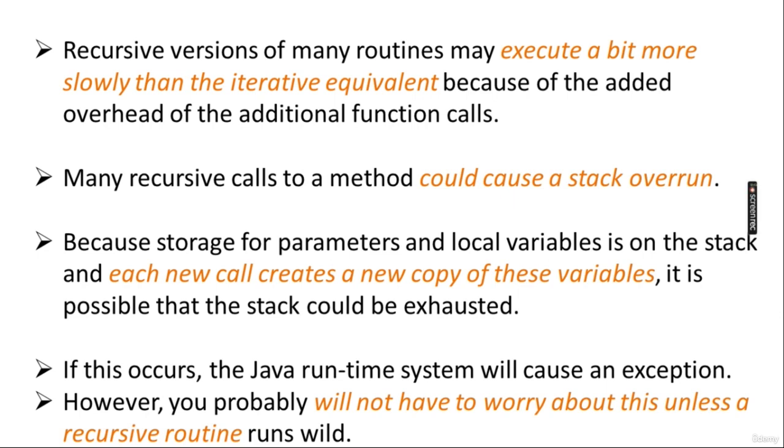Runs wild means what? Unless and until it is functioning properly. For small programs, for small functions, if it is working properly, then you don't have to worry about it. When stack overflow happens or occurs, we can handle that situation using try catch. The exception handling part we will be seeing in an upcoming chapter. But for now, you have to remember only that you have to take care while using recursion, and unless it is running wild, you should not worry about it. You can work upon it for small functions.